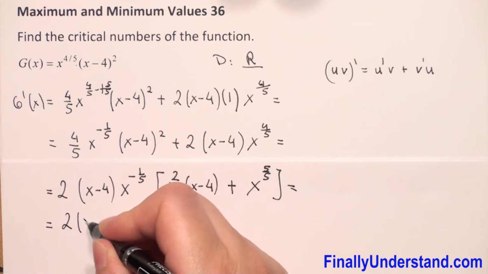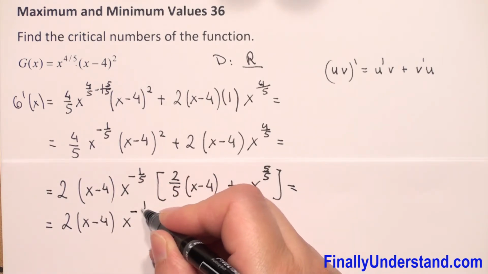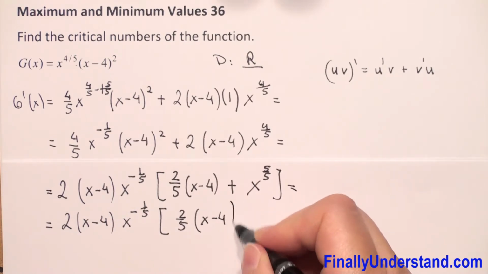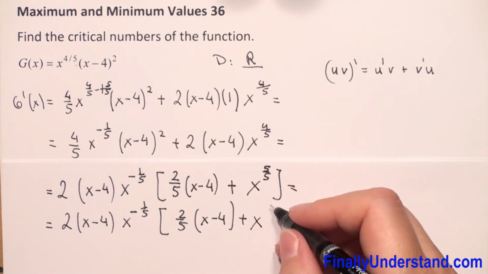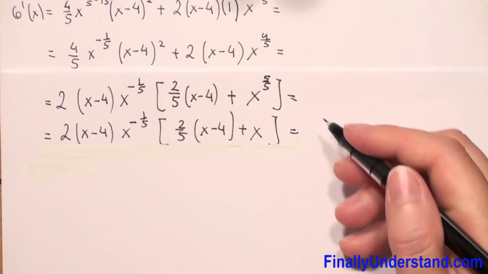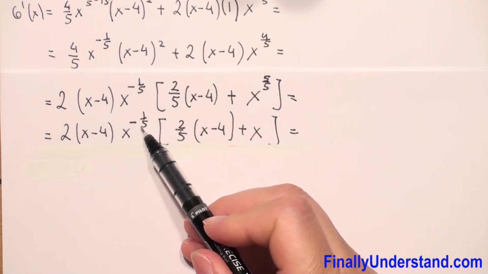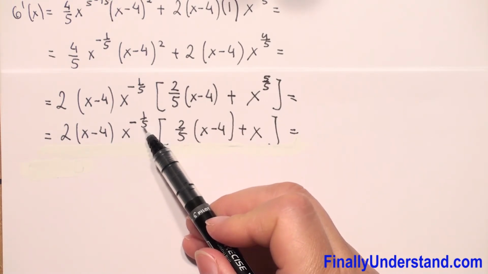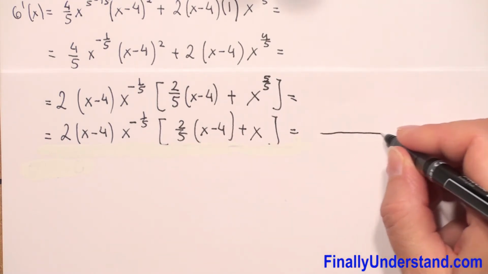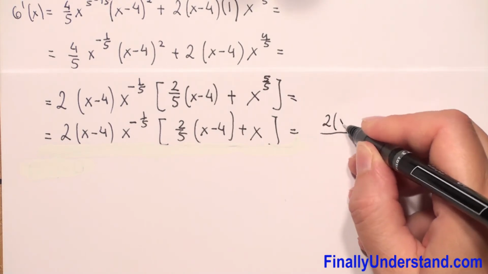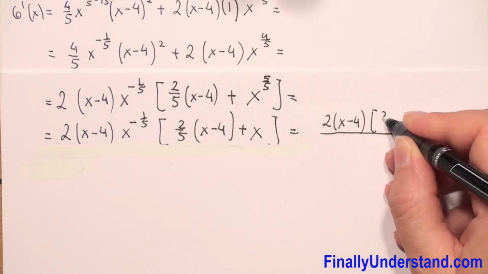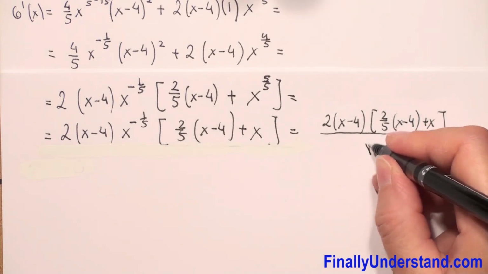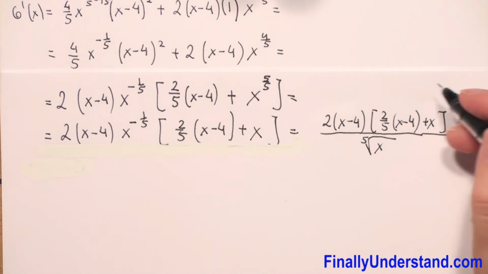This is equal to x minus 4 in parentheses times x to the negative 1 over 5, and in parentheses we have 2 over 5 times x minus 4 plus x to the power 5 over 5, just 1, we don't have to write it. Because we have x to the power negative 1 over 5, we can move this x to the denominator with the power 1 over 5, so we will have the fifth root of x. So in the numerator we have 2 times x minus 4 times 2 over 5 times x minus 4 plus x, over the fifth root of x. So this is our derivative.